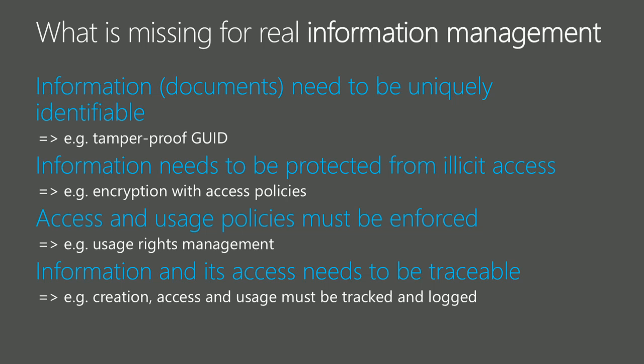We need information to be uniquely identifiable. Something that I say, this file is this file. It doesn't matter where it moves. For example, a GUID that is tamper-proof that follows the file wherever it goes. We need information to be protected from illicit access, but not in a location, not in a folder, not an access control list in a specific location, but in itself, to be able to authenticate and control who can open this file every time it's opened, and to make sure that nobody can bypass those policies, that the file is strongly authenticated and encrypted so nobody can abuse that.